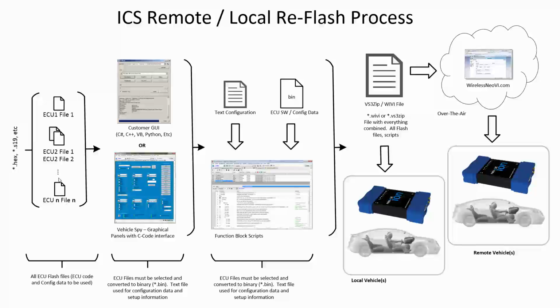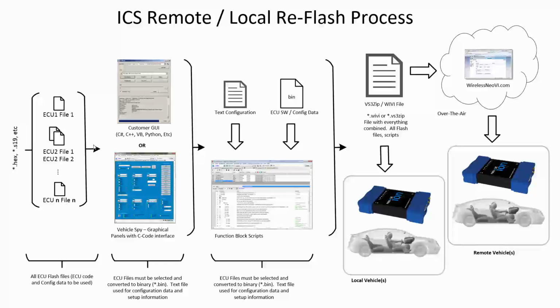So the files themselves are typically hex files, S19, archive files, and there's a variety of different formats that different OEMs use. Software that is typically used to read the files is either Vehicle Spy with graphical panels and a C-code interface that can be customized per user or per customer, or customers themselves create graphical user interfaces using C#, C++, Visual Basic, Python, and so forth.